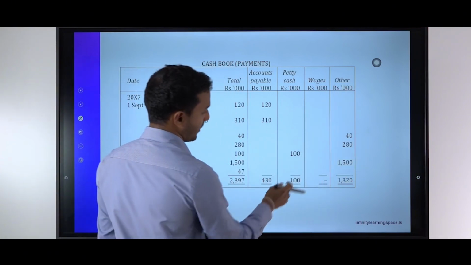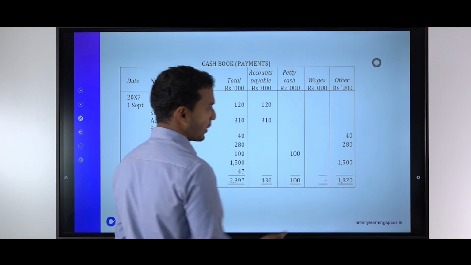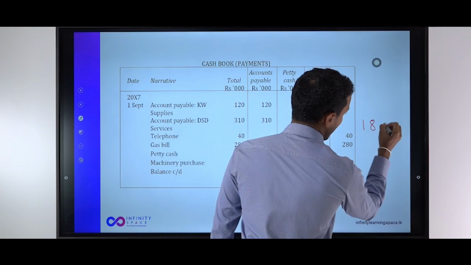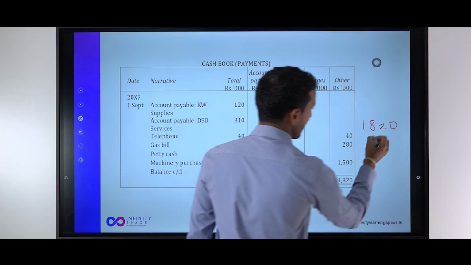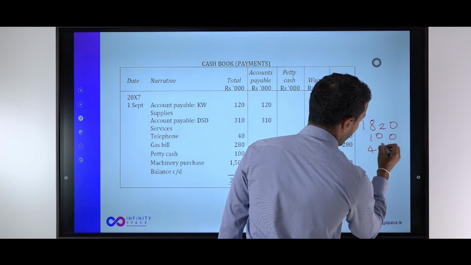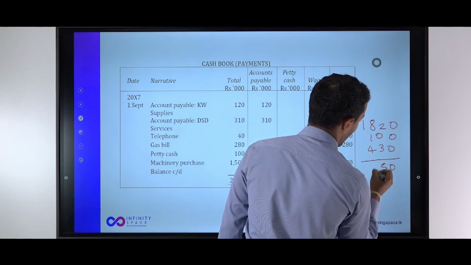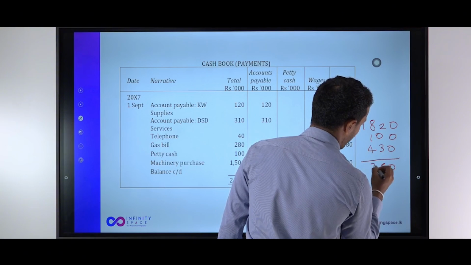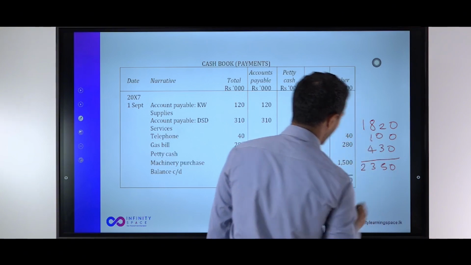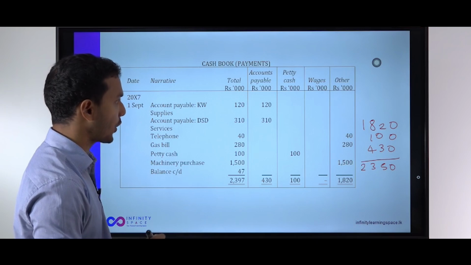And we will get 430, 100, 1,820. So let's add them. 1,820, 100 and 430. So what do we have? We have 2,350.